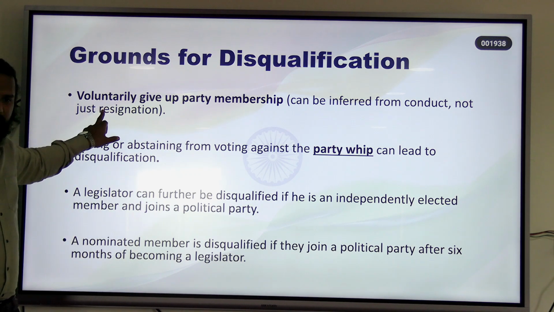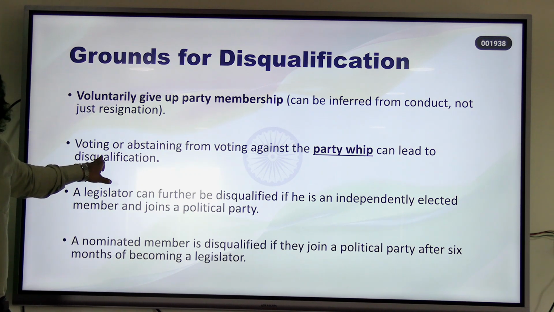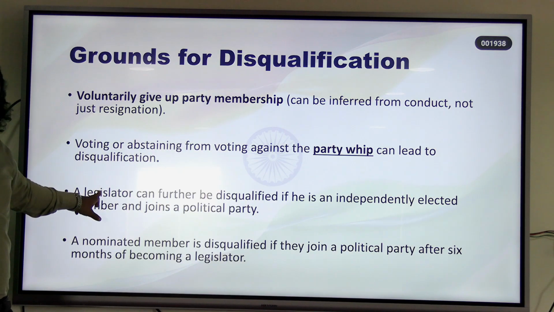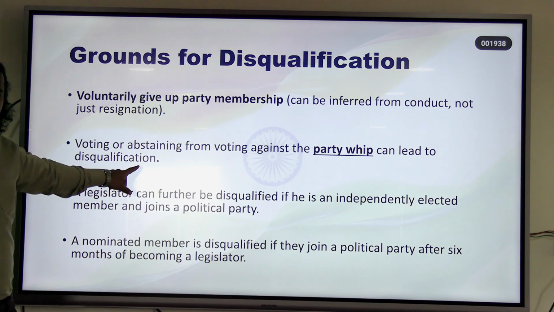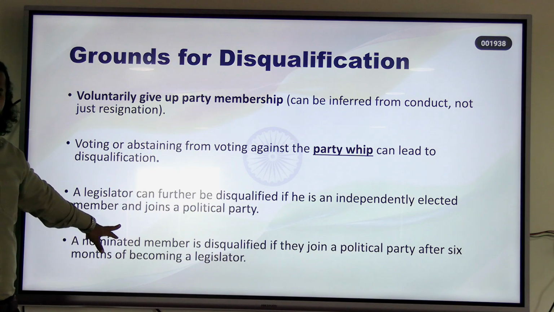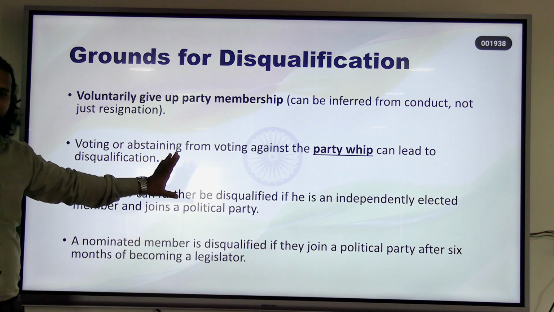First, resigning from the party. Second, not following the party instruction. Third, an independent candidate joining a party. Fourth, a nominated member joining a party after the expiration of 6 months.